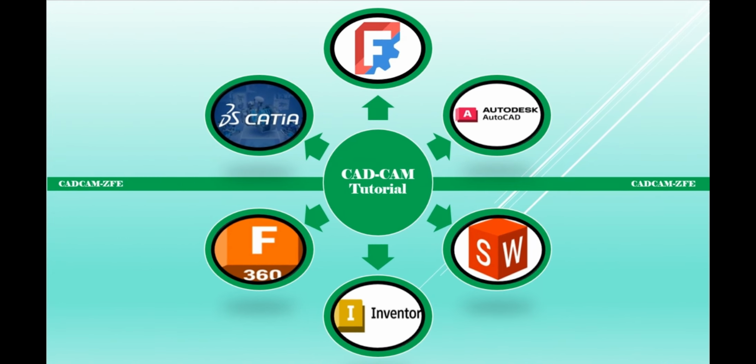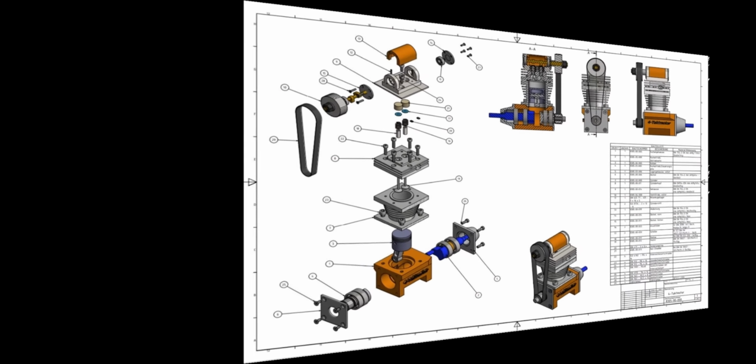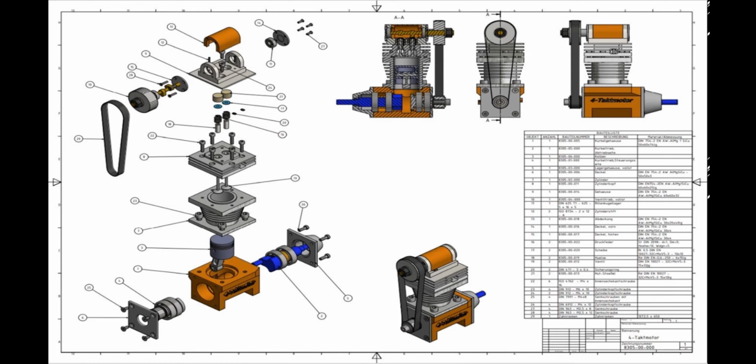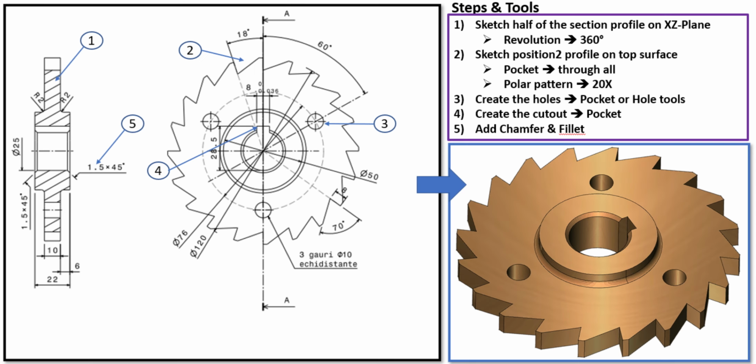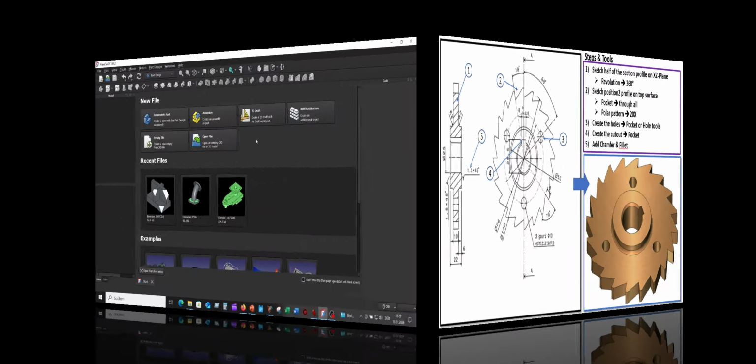In this quick and informative tutorial, I will show you how to create a 3D model from an existing 2D drawing with the help of FreeCAD Part Design tools like Revolution, Pocket, Polar Pattern, Chamfer and Fillet. This is the exercise for today: we need to convert this 2D drawing into a 3D solid part. Here you find the steps and the tools that I used to create this parametric 3D solid part.